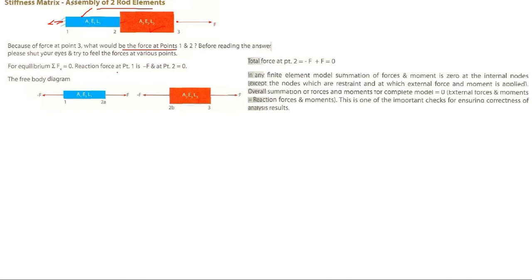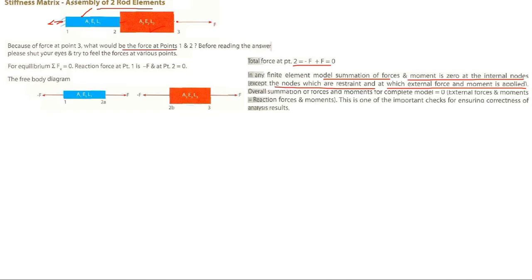Okay, for the equilibrium equation, the reaction at point 1 is minus F, at point 2 it is 0. Free body diagram, if you see it, F here, minus F, the same F, and here minus F. At 2, if you see it, it will be 0 only. Total force at point 2 is minus F plus F, equal to 0. In any finite element model, the summation of forces and moments is 0 at internal loads, except the nodes at which the external force or moment is applied. So in between, this is internal load.